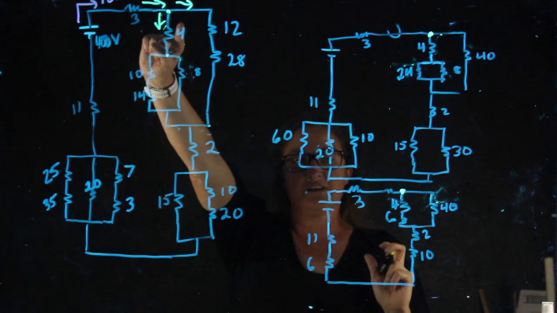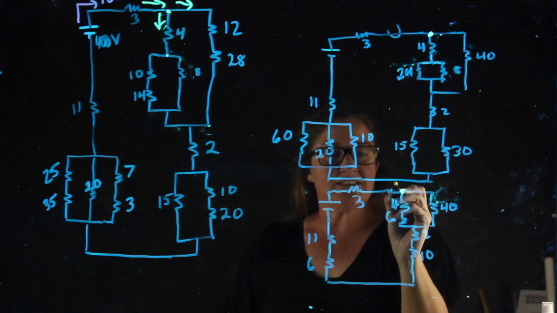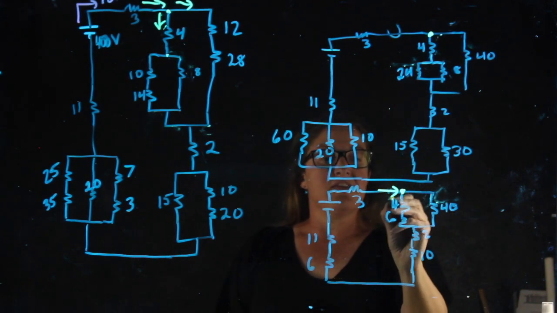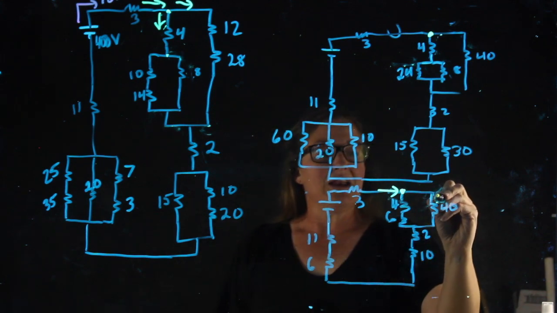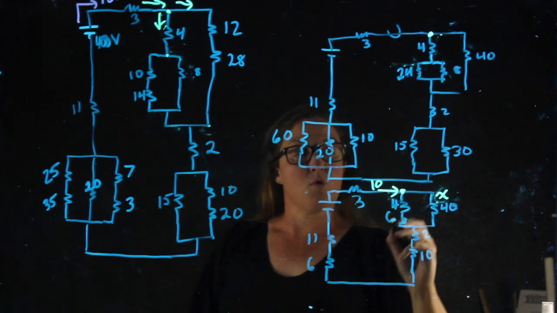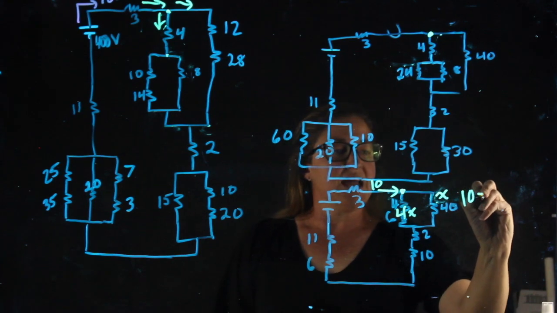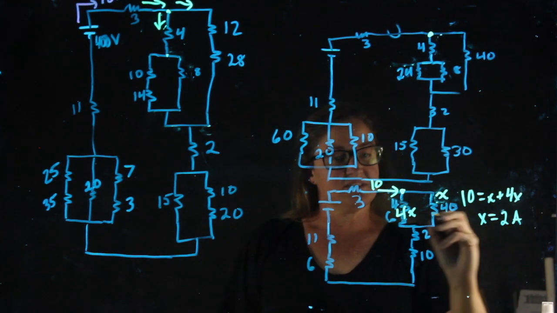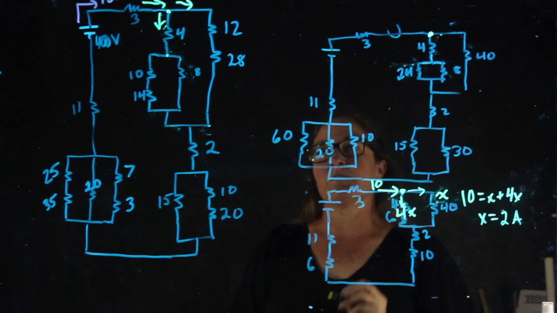This is a little overwhelming to look at, but I can address the split here where I have 10 amps coming in, some goes this way, some goes that way. This branch as a whole is 10, and that's 40. So I know that this branch is going to get less of the current. This branch is going to get more of the current. How many times more? 4 times more. So 10 equals X plus 4X, or X equals 2 amps. Meaning this branch gets 2 and this branch gets 8.